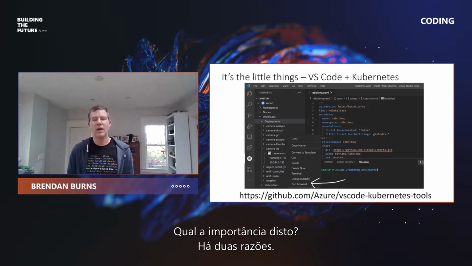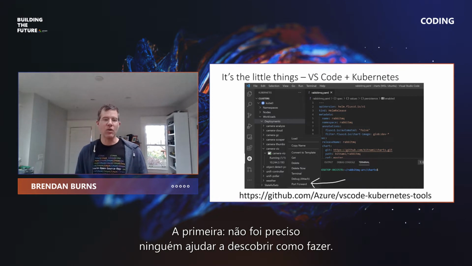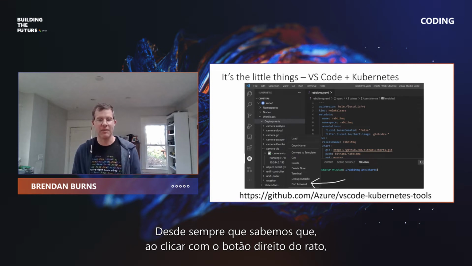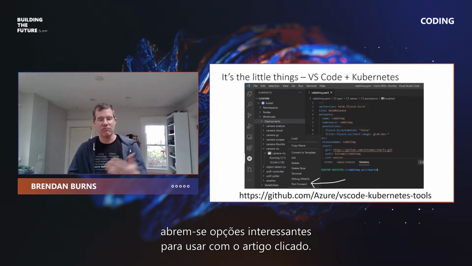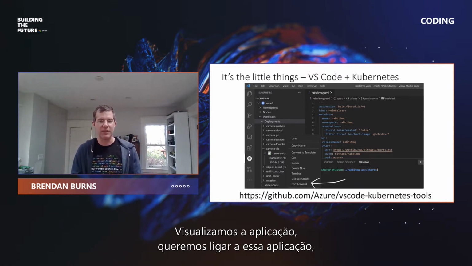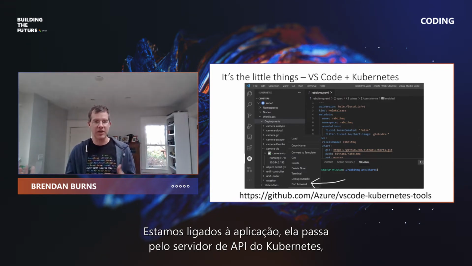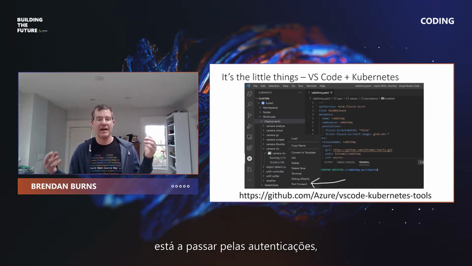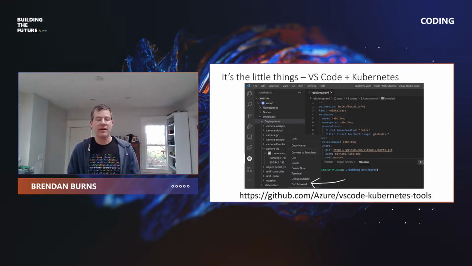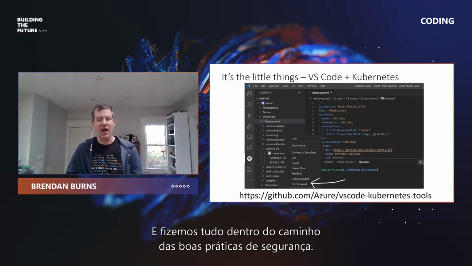Why is this important? Well, it's important for two reasons. One is no one had to help you discover how to do this, right? Since the dawn of time, you've been told that if you right-click on something, you get an interesting set of options that you can use with that thing. And so if you're visualizing your application and wondering, how do I connect to that application? You hover over it, you right-click, you see port forward, you're connected to your application. It's going through the Kubernetes API server, it's going through all of your authentication, and it's secure. And you've sort of accidentally fallen into the secure best practices path.